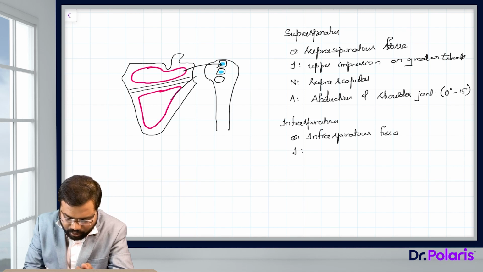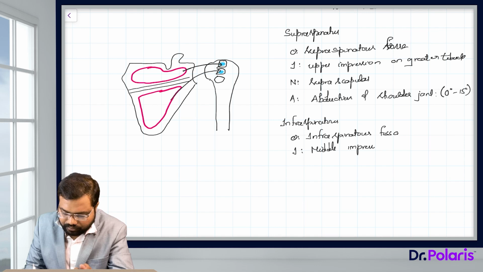So it goes on the posterior side of the shoulder joint, to the middle impression on the greater tubercle. And the nerve supply is the same nerve, the suprascapular nerve.